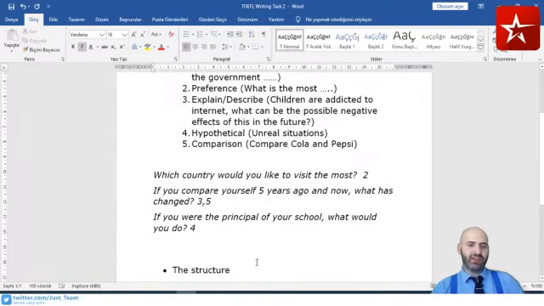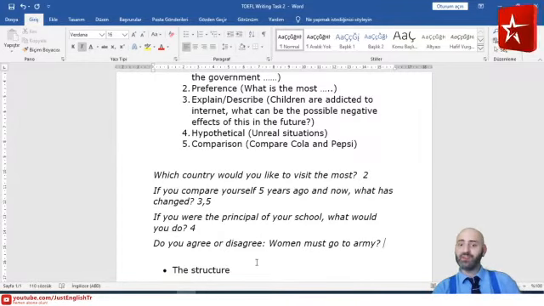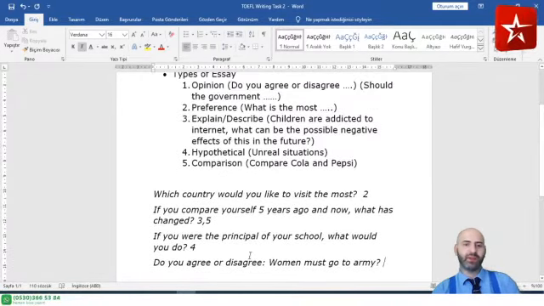Next question is like this. Do you agree or disagree? Women must go to army. Do you agree or disagree? Which type of essay question is this one? 1, 2, 3, 4, or 5?